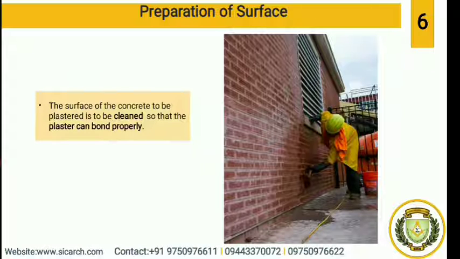Preparation of surface. The surface of a concrete or any substance that needs to be plastered should be cleaned properly. Here you can see they are cleaning the surface with a brush and water. The surface should be cleaned properly, only then can the plaster make a proper bonding with the building element like a wall or floor or roof.